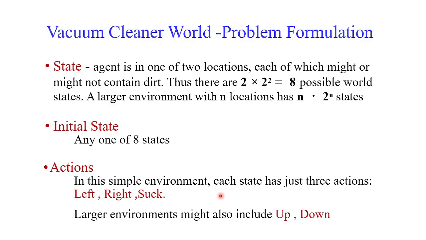Next, we will talk about problem formulation. So we are going to talk about the states and actions. Formulating a problem in AI is very, very important. It needs five components: the state, initial state, actions, transition model, and goal state. Let us go through these one by one. First we'll talk about state. The state of the world is defined by two things: the agent's current location and the cleanliness status of the room.